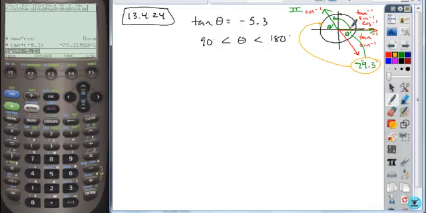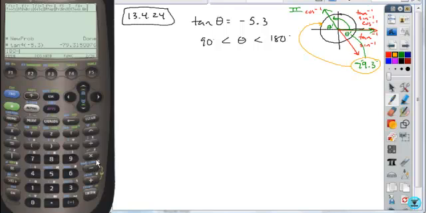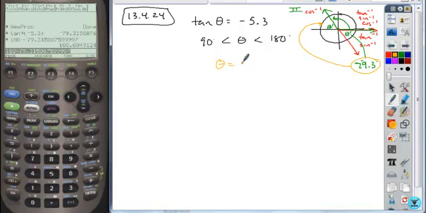I know the value from this rotation all the way to 180 degrees, so I'll take 180 degrees, and then I'm going to subtract this reference angle. You could have just added this negative number, but I'm going to subtract 79.3, and that's going to give me my angle measure, theta, 100.68, or whatever it's asking you to round to.